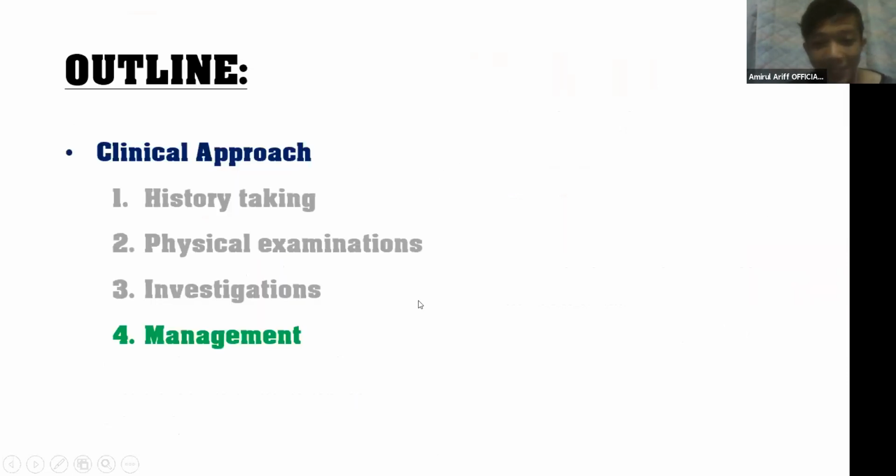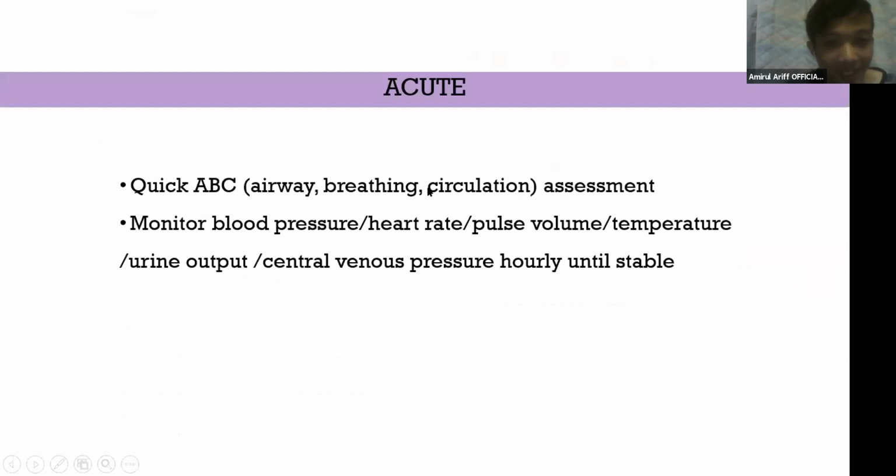So lastly, management. Of course, if the patient presents with severe anemia, for example, just now the patient with pallor, and the patient is also tachypneic or has loss of consciousness, we need to do acute management with ABC, airway, breathing, circulation, and also monitor the blood pressure, monitor the vital signs and everything.